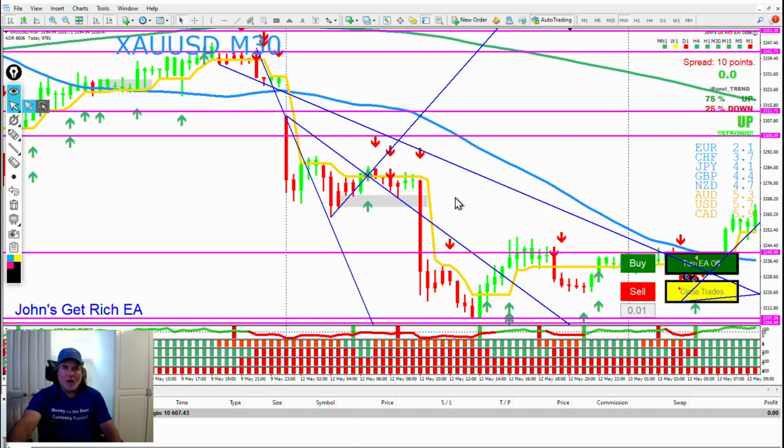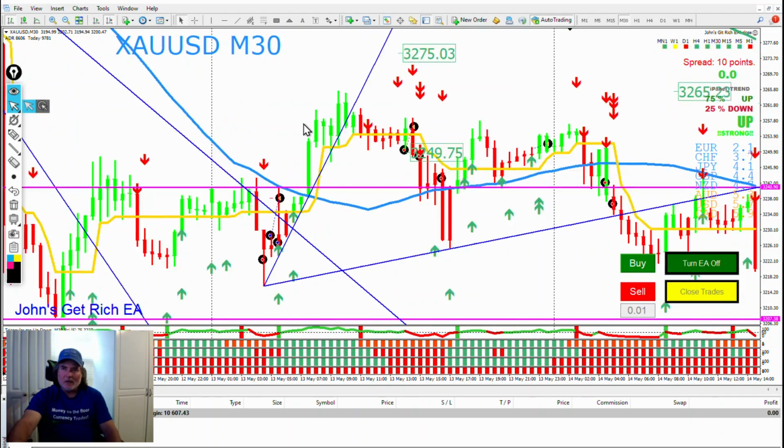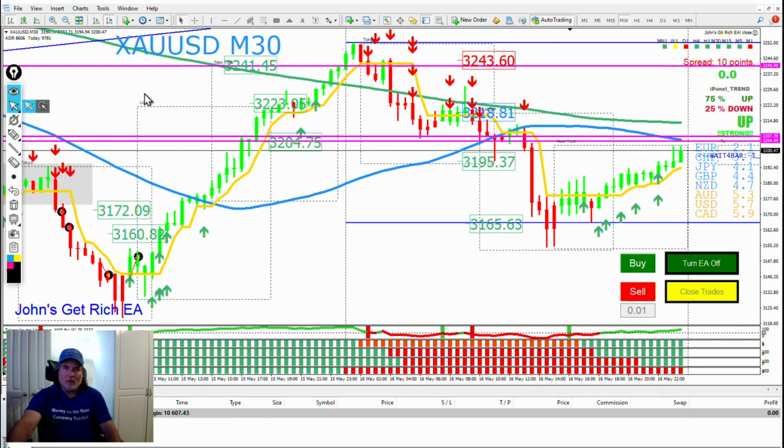This is a great robot. It makes money hands over fist by itself. But if you want to make more money, you want to trade it manually, and you want to trade it in the beginning of every session. So if you know that you're in a session and you're looking for, here we go, London.